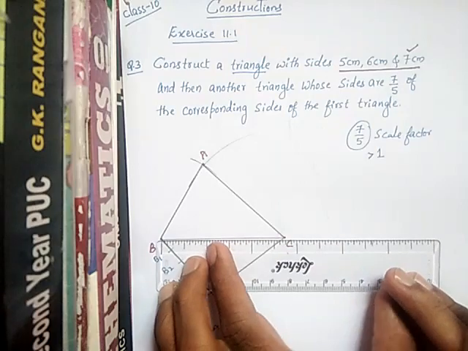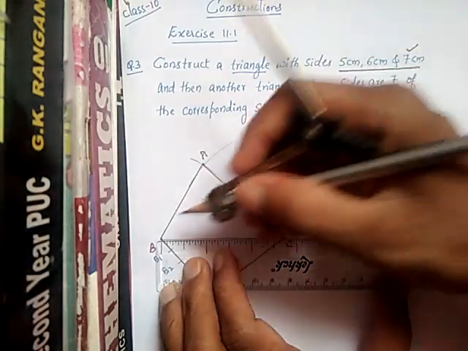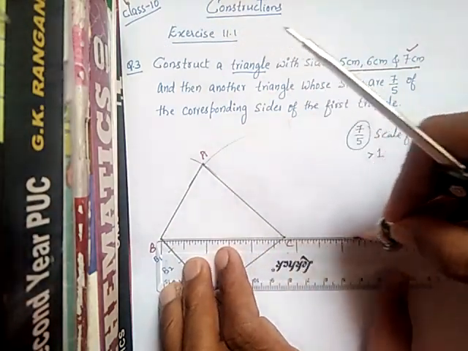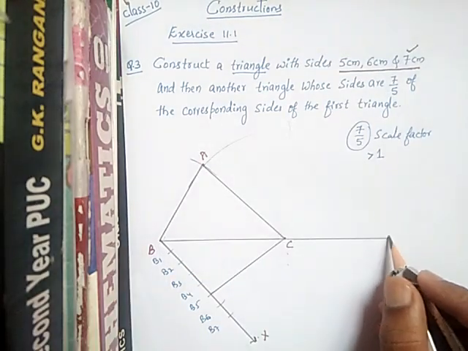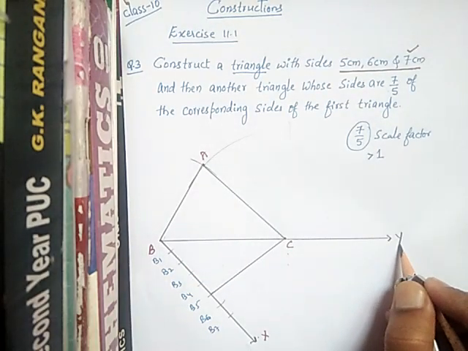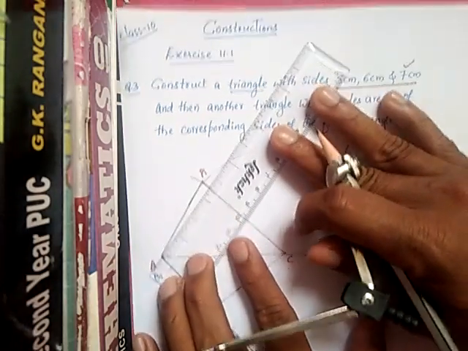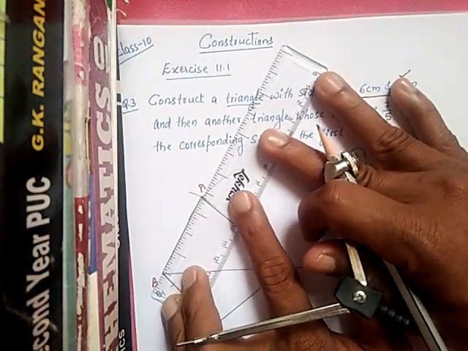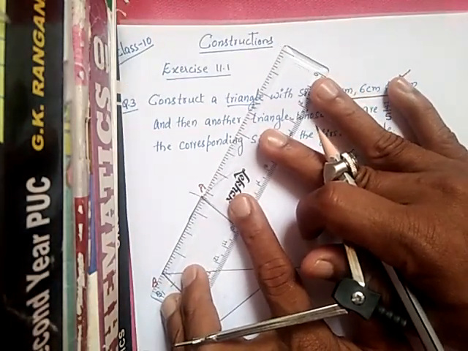For BC you have to extend from here to here like this. You can give any name for this one, you can take it as Y. Again BA also you need to extend. If you extend this one, what happens here?